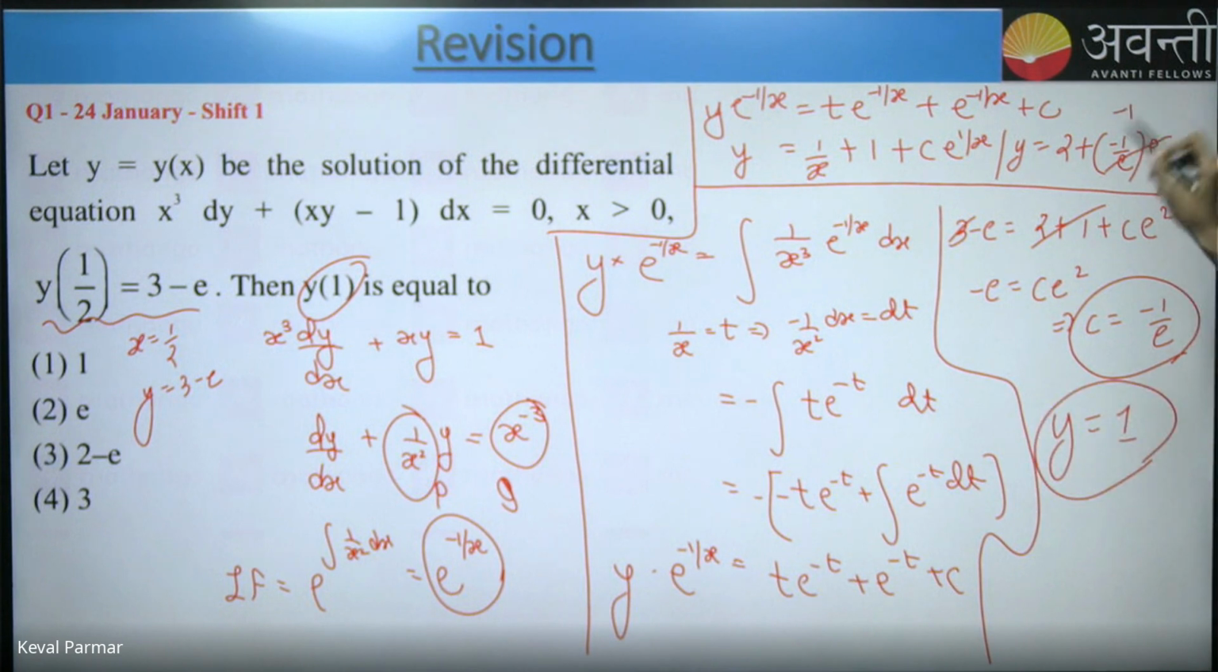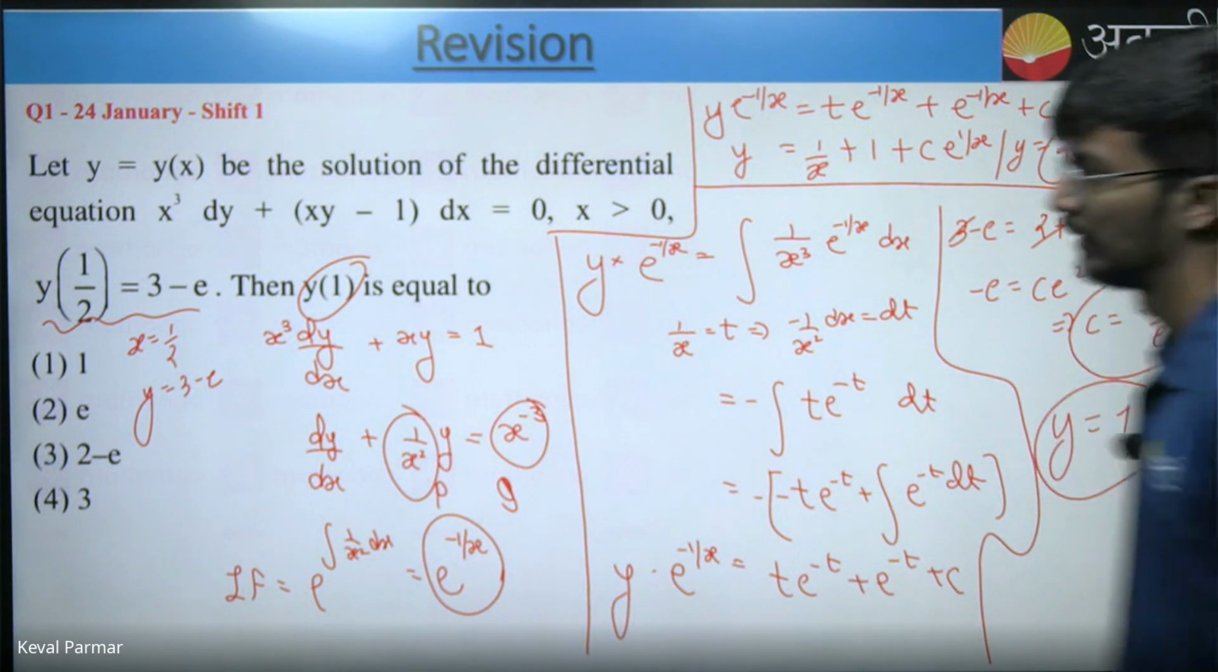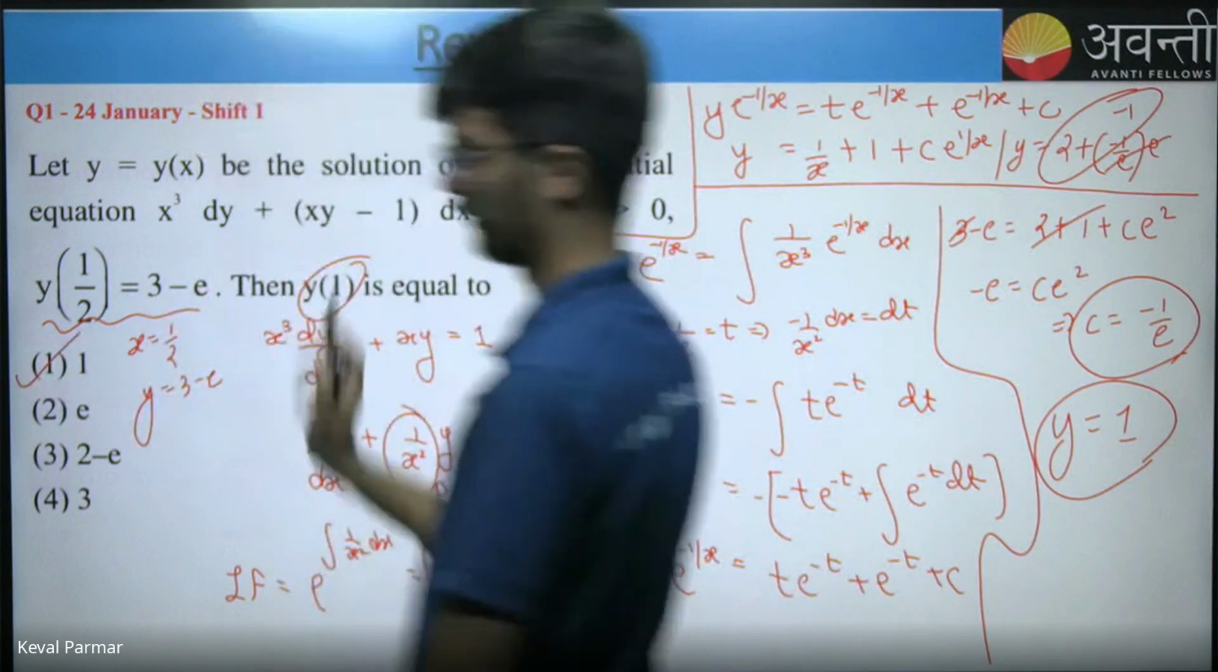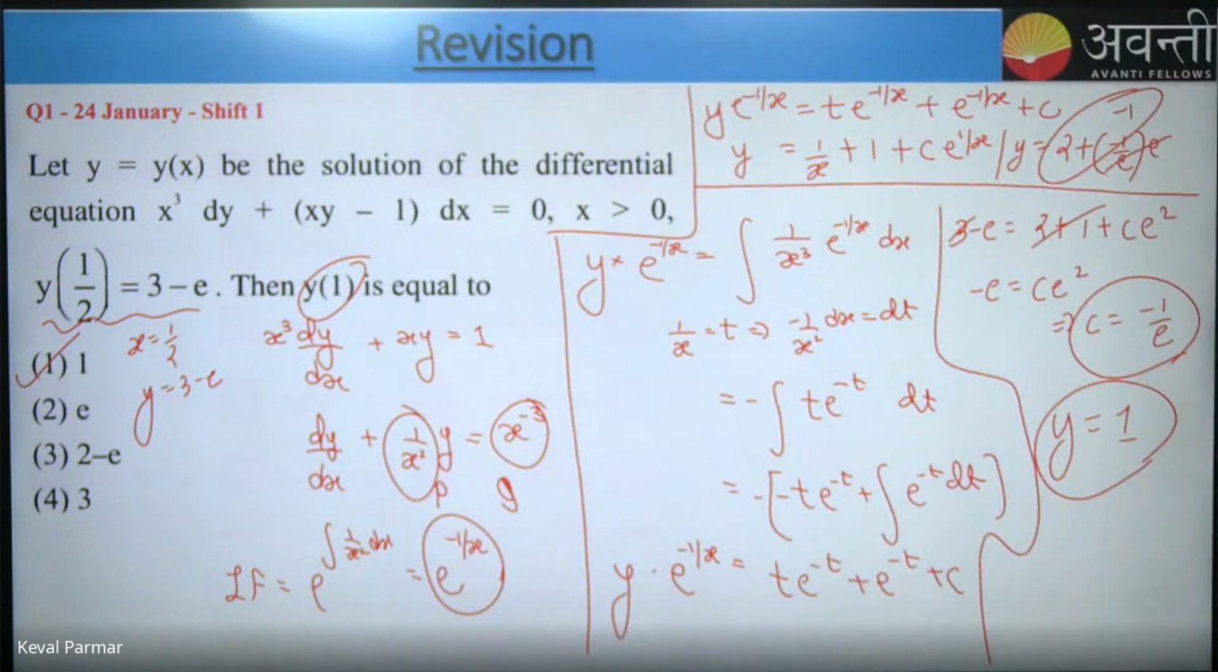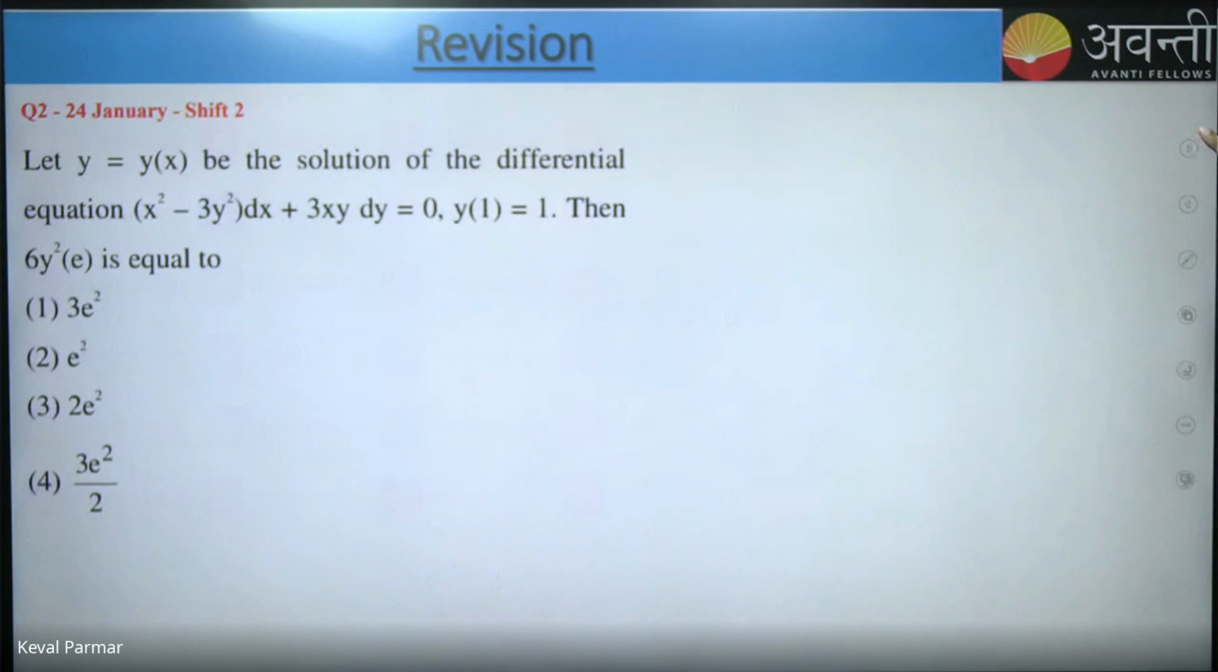This will be minus 1, right? So 2 minus 1 is 1. Yeah, so our option is the first one. Correct? You made a silly mistake here. No worries, guys. Let's look at the next, which is our last question for the day.